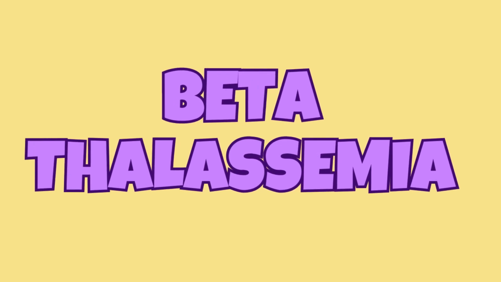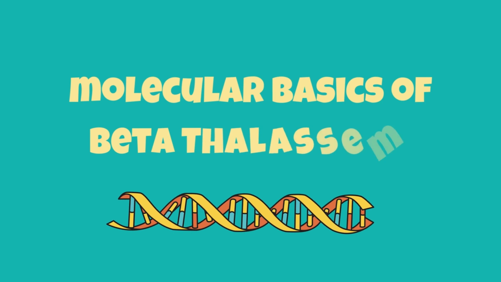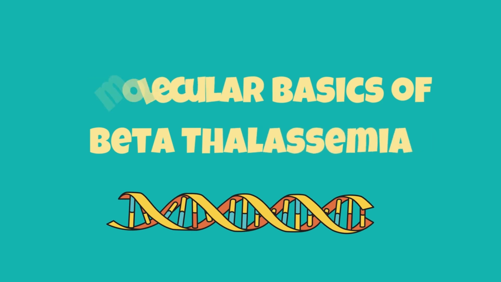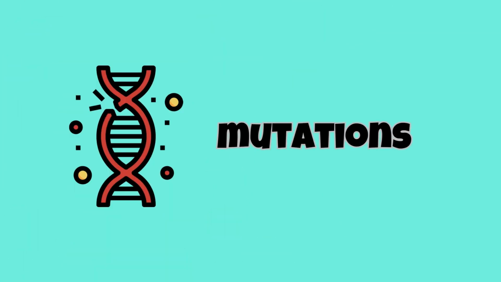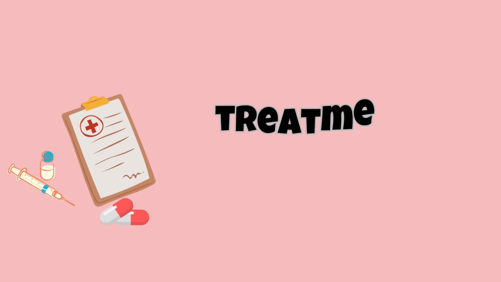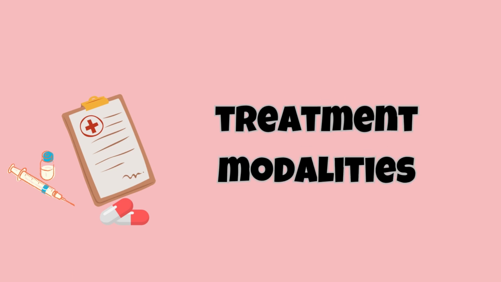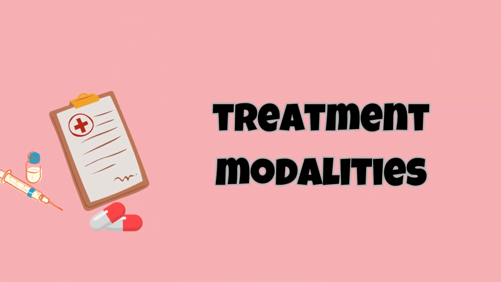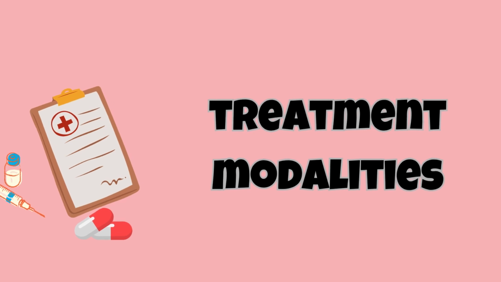First, we describe the molecular basics of beta thalassemia and how it affects the body. In this case, we'd say it is caused by mutations in the hemoglobin beta subunit gene and it results in reduced beta globin synthesis. And then we would continue with the molecular basics of the disorder. Next, we focus on the treatment modalities that are available till now, starting from the traditional approaches.